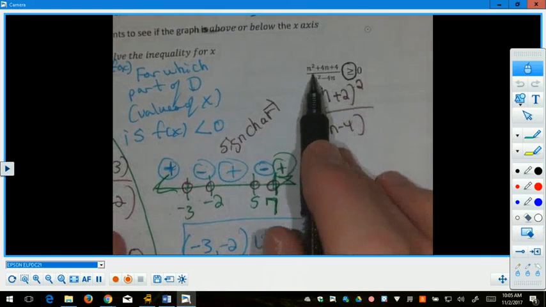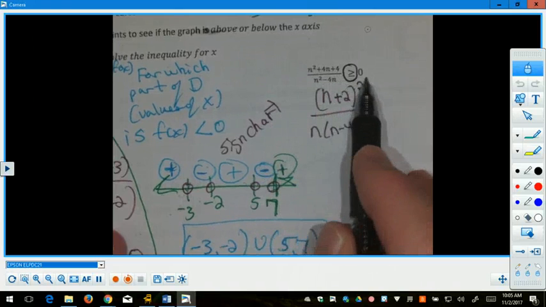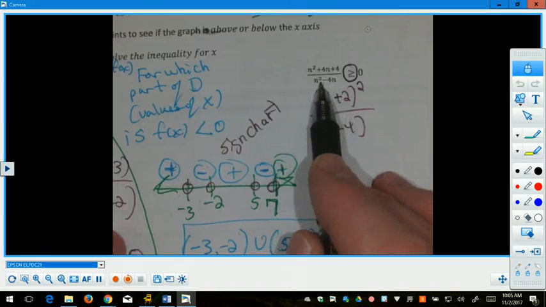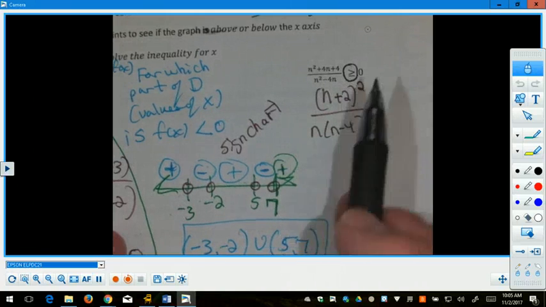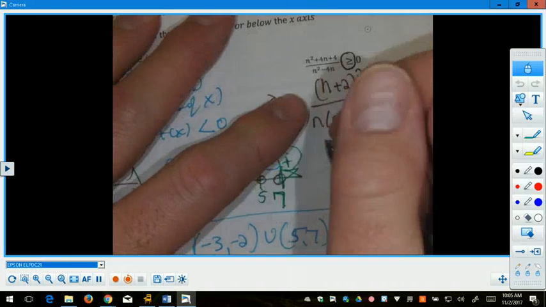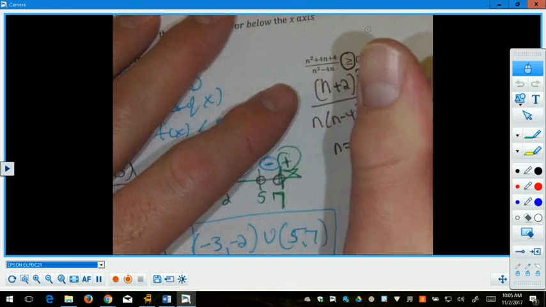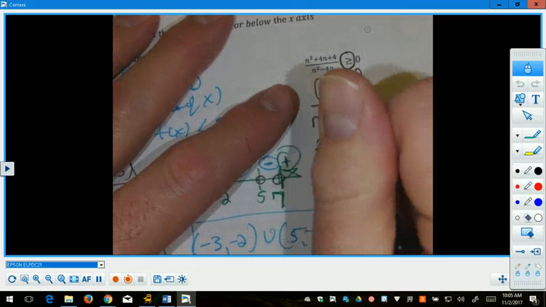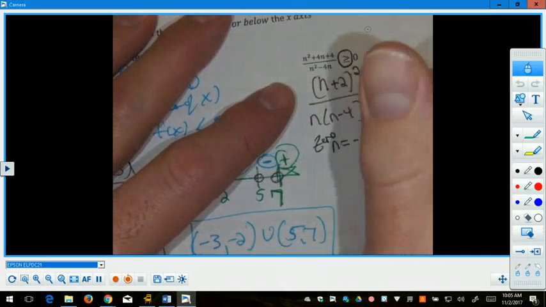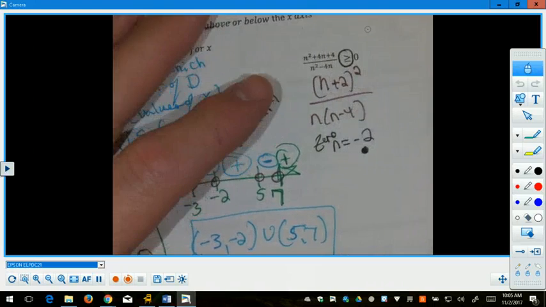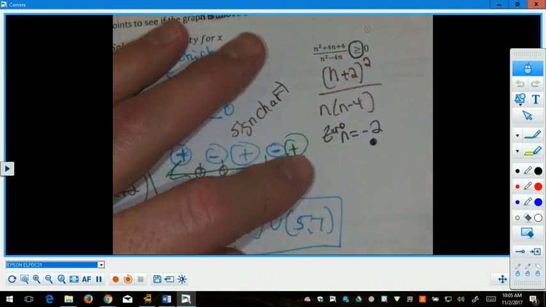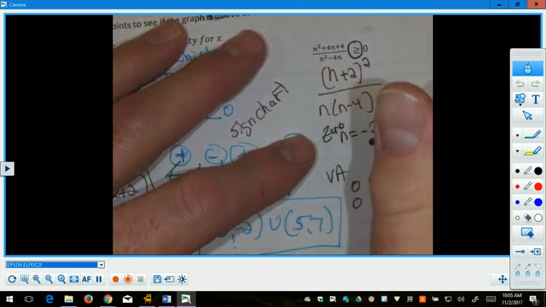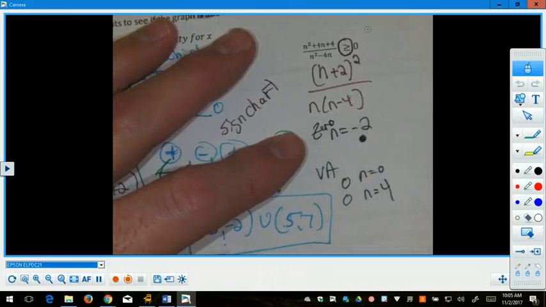Now this one does ask, when is this function greater than or equal to 0? In effect, it's asking, when is the output, the height of the graph, above the x-axis? So we find the zeros first. That's easy. N equals -2 is the 0. Should I fill that in with a solid or open circle? Solid when I put it on my sign chart. And then my vertical asymptotes, which will not have equality, are n equals 0 and n equals 4.